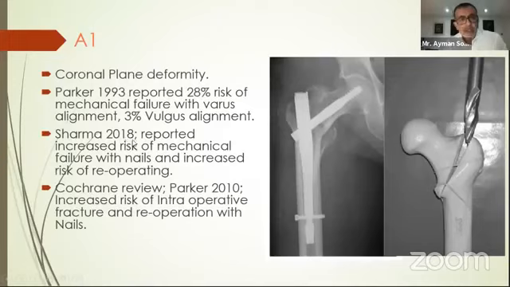Sharman 2018 reported increased risk of mechanical failure with nails, with reoperation. And there's a Cochrane review by Parker showing increased risk of intraoperative fractures. Now, the main problem is going through the fracture site, and many surgeons who have much greater experience with nails can avoid that, but nevertheless, this remains a risk and needs to be taken into consideration.